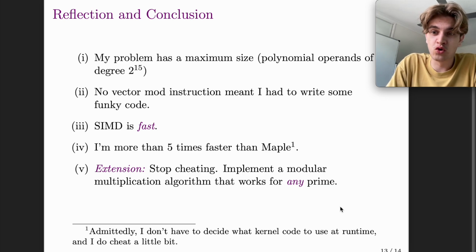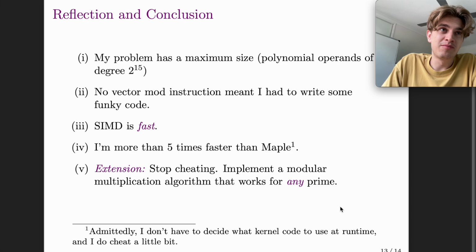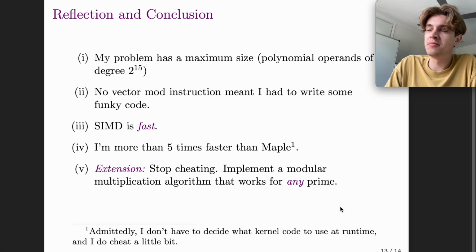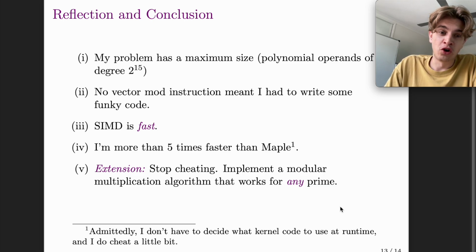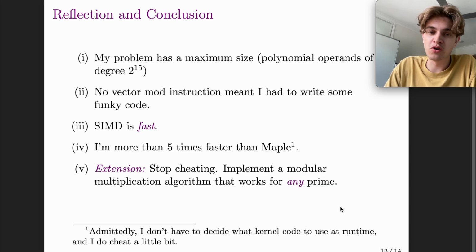I think it went great, the project. Something I think could have been better was picking a better problem. My problem has a maximum size for the polynomials I can work with, which is 2 to the power of 15, just because the algorithms only work when the size of the polynomials divides the prime minus 1. Although I did get to do some really cool non-trivial AVX stuff when I was writing the vector modulo arithmetic stuff. I wrote some pretty funky code for that.